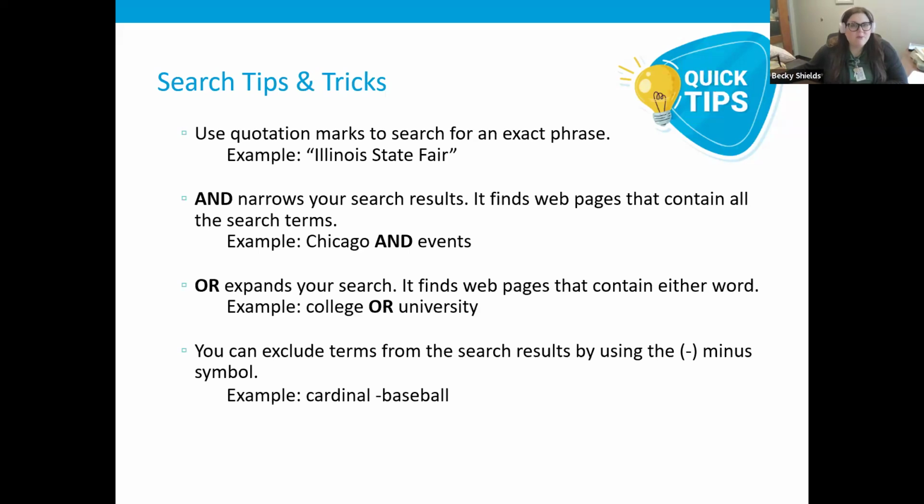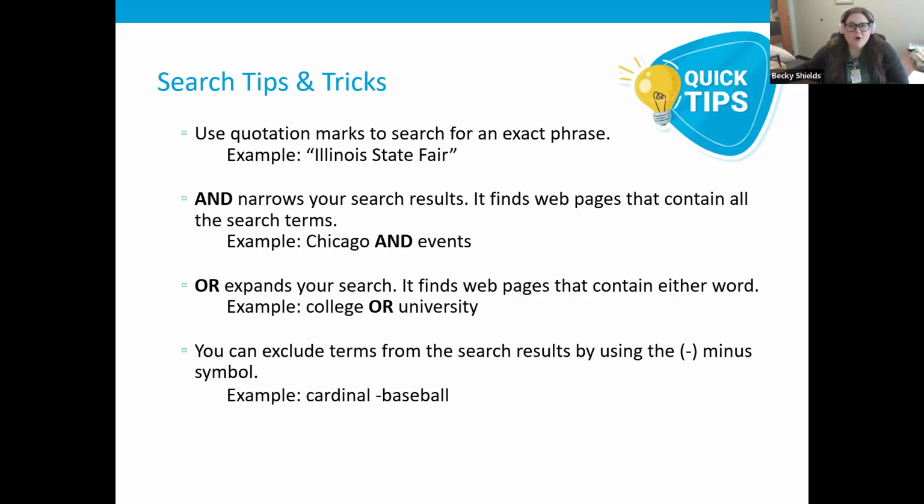You also can use the word AND to narrow your search results. It will find web pages or websites that contain all of the search terms. So if I wanted to look up events in Chicago, I could type in Chicago and events rather than typing out Chicago events. That might get us information about just Chicago or just events, but we're looking for those events that are taking place in Chicago.